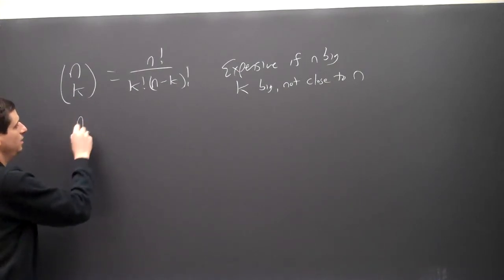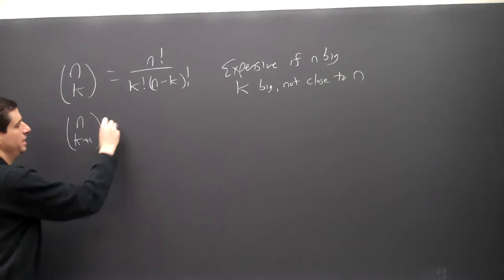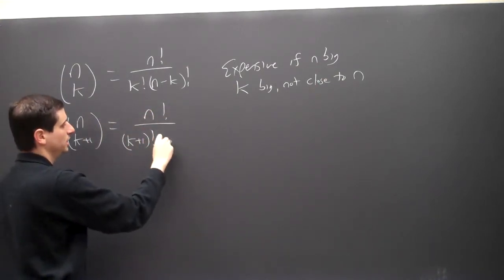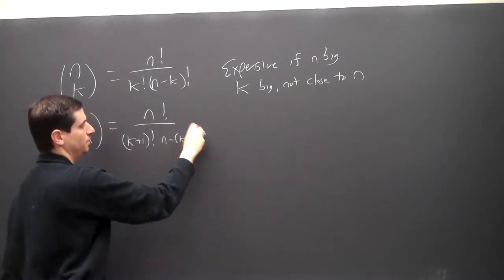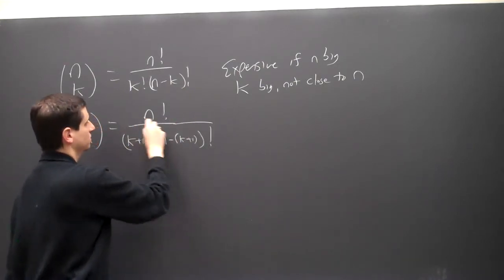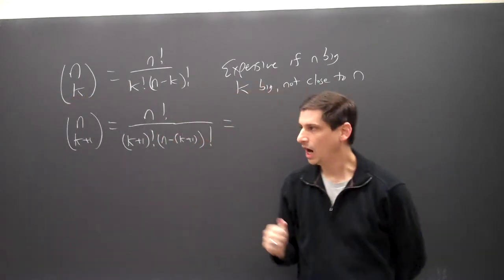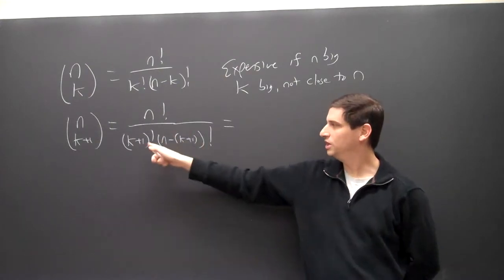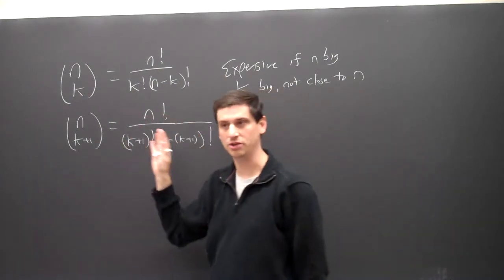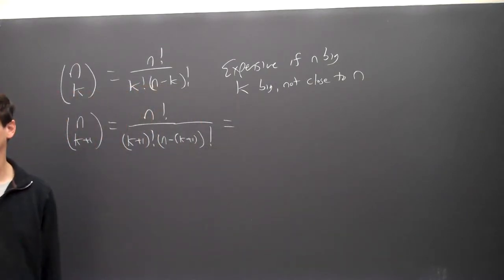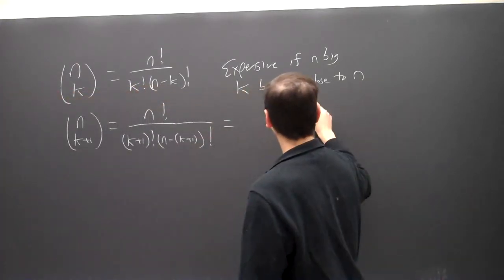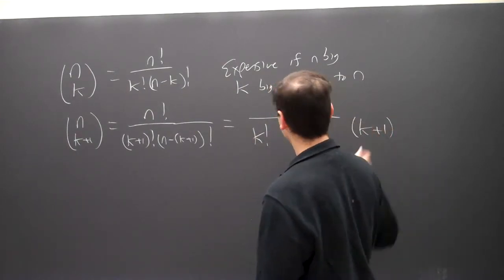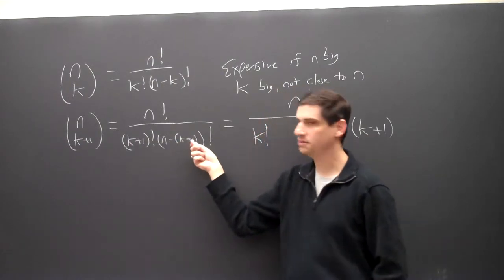So let's look at n choose k plus 1. This is n factorial over k plus 1 factorial, n minus k plus 1 factorial. I want to express this in terms of n factorial, k factorial, n minus k factorial. Well, the k plus 1 factorial is screaming to me what I should do. I should pull out a k plus 1. And so I'll have an n factorial, I'll have a k factorial, and I'll put a k plus 1 over here. Now this is n minus k minus 1.